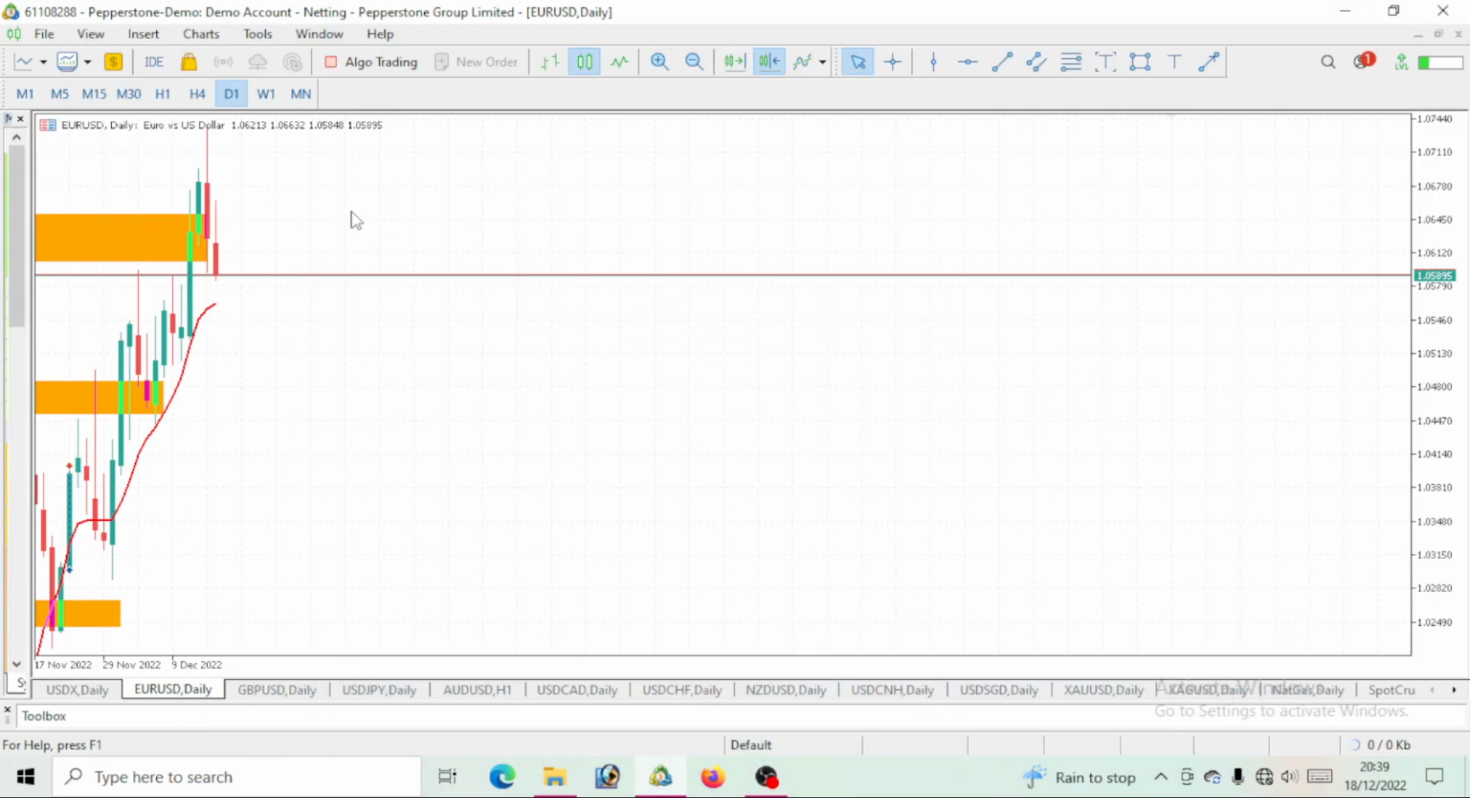So let's take a look at Euro USD for the next day, which is 90, right? We want to know where our price will be moving for the next day.